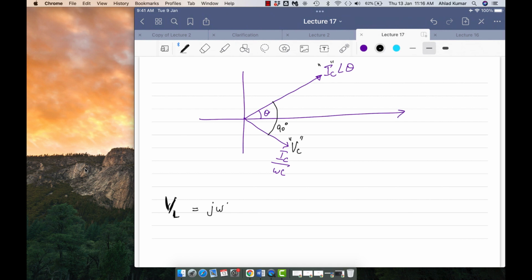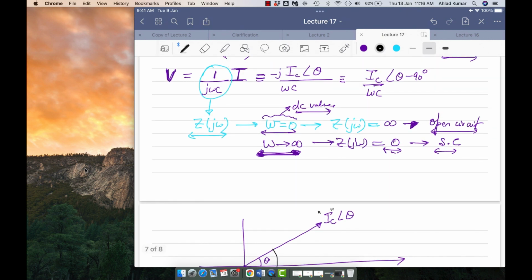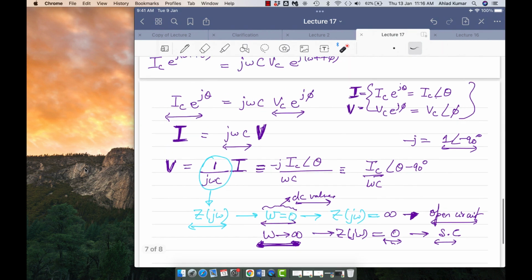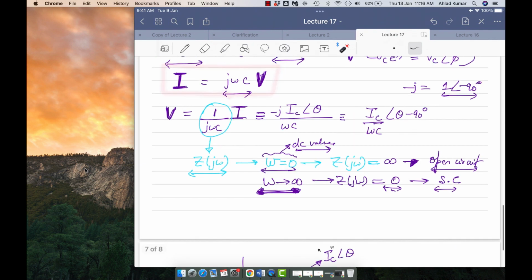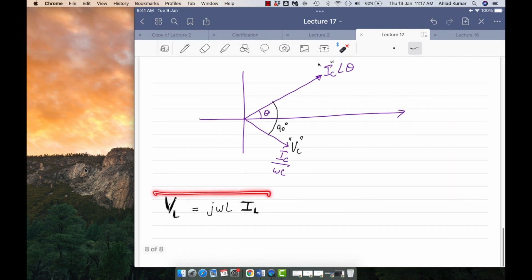Extended backward. You will get this expression. You do it yourself. I'm not doing it. So you do it yourself. Like in case of this one, you have this. In case of inductors, you have this.